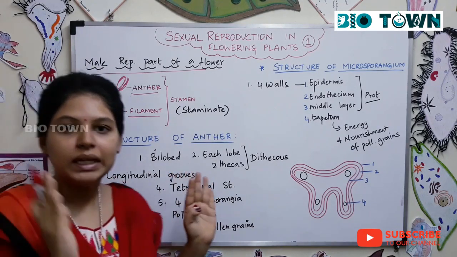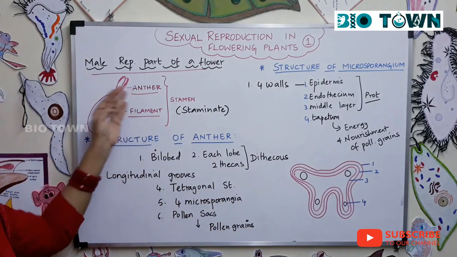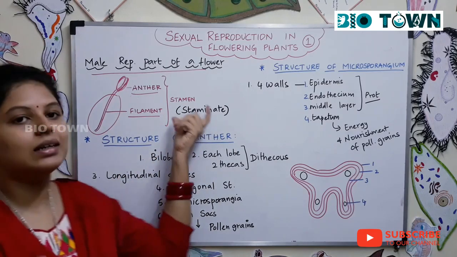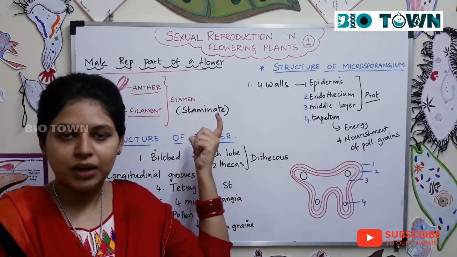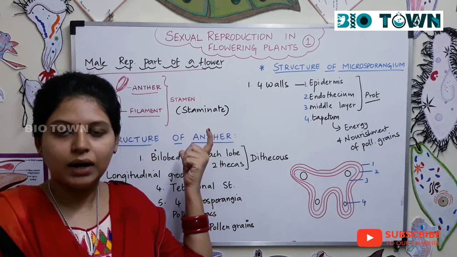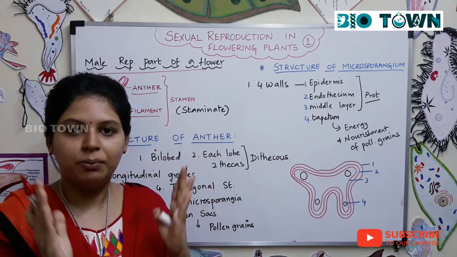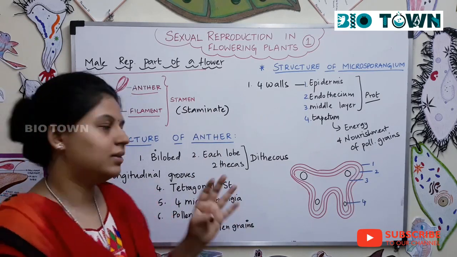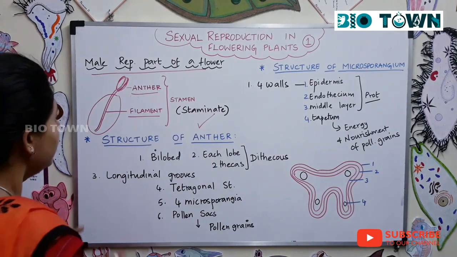Now when you want to indicate a male flower, don't say it has anther or filament, you can just say it is a staminate flower. What I mean by staminate flower is that it is the male flower, the flower consisting of the male organ, and you call it a staminate flower. So this is the first point.